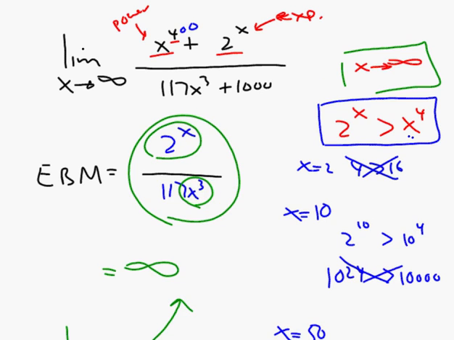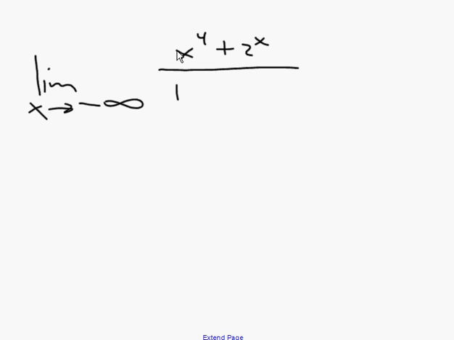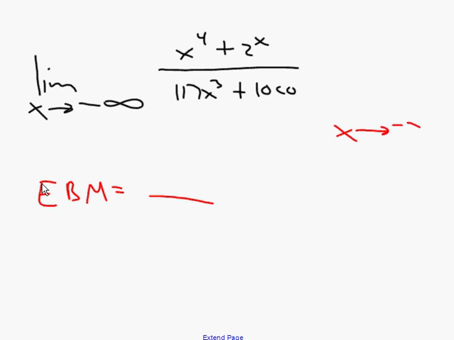So I'm going to take the same function, but ask a different limit. I'm going to say, what's the limit as x goes to negative infinity of this thing? Let's just remember what it was there. Okay, so x to the fourth plus 2 to the x over, I think it was, 117 x to the third plus 100 or 1,000 or something. Doesn't even matter. Okay, yeah, I got it right. So now we're going to do an EBM again. And here's where it's a little bit subtle. If we head towards negative infinity, then we have to be very careful with a function like 2 to the x.